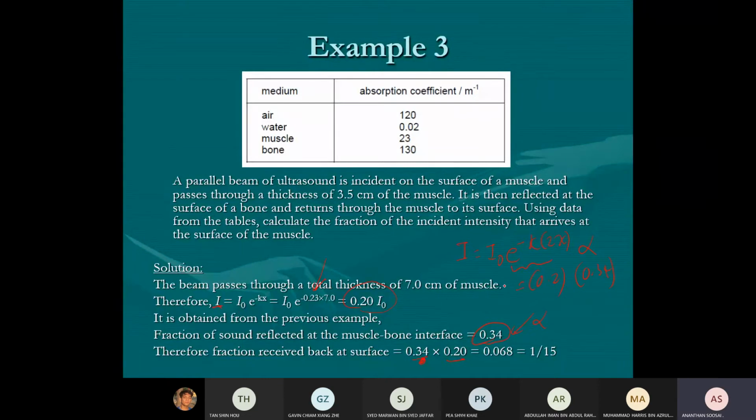See the final answer. I over I naught is 0.2 times 0.34, only. This is the fraction of intensity received. One of 15 is the one received back. Okay, any questions?